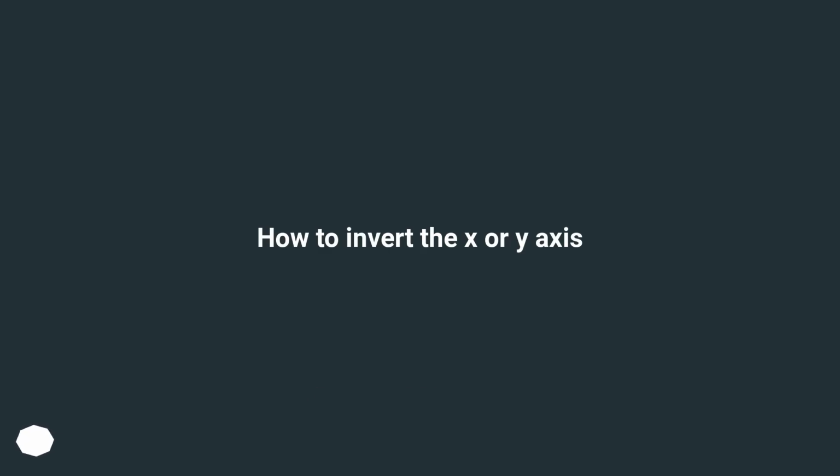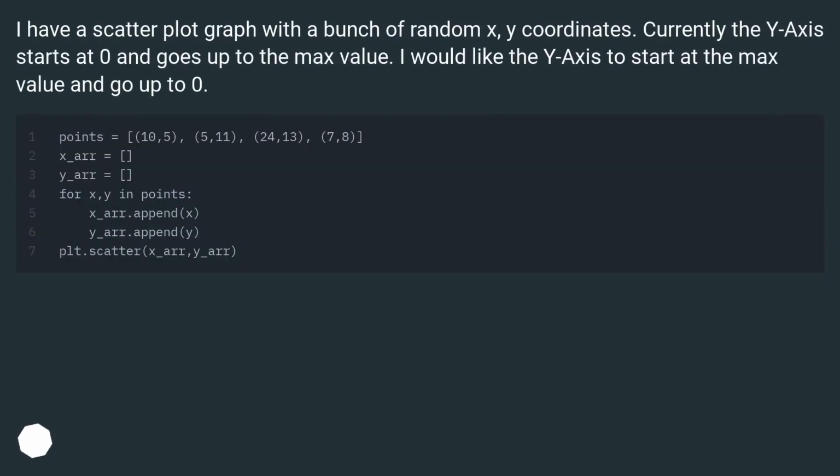How to invert the X or Y axis. I have a scatter plot graph with a bunch of random X, Y coordinates. Currently the Y-axis starts at 0 and goes up to the max value. I would like the Y-axis to start at the max value and go up to 0.